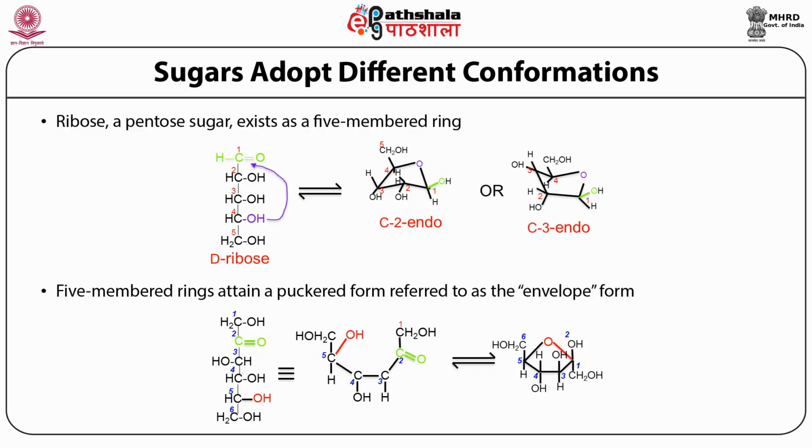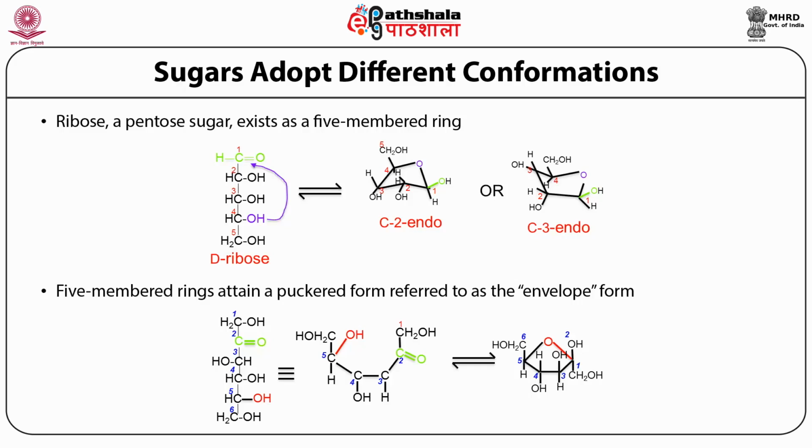Okay, so if we apply this analogy to the 5-membered furanose ring, we see that if you look at the C2 endo structure of ribose, 4 of the atoms, C1, C3, C4 and the oxygen atom, they all lie in the same plane. The second carbon in the case of C2 endo is puckered, while the third carbon in the case of C3 endo is puckered, and these structures are referred to as the envelope form.